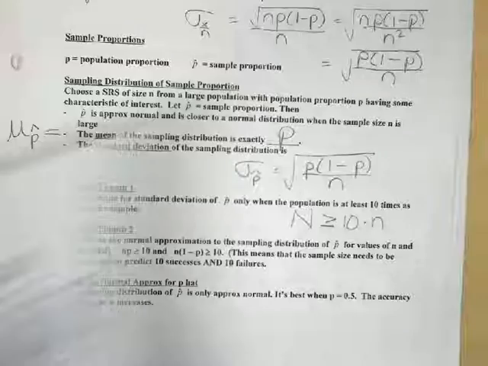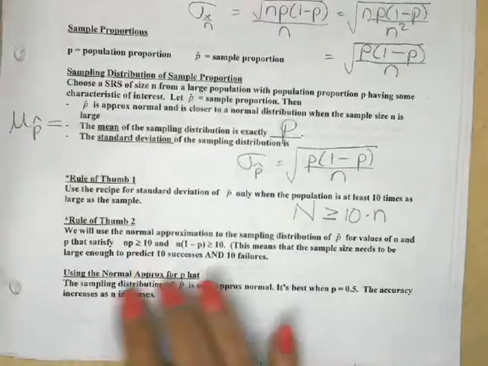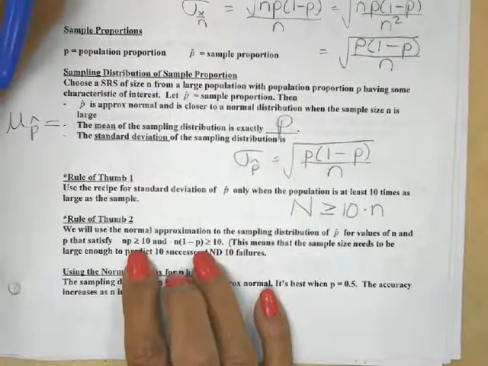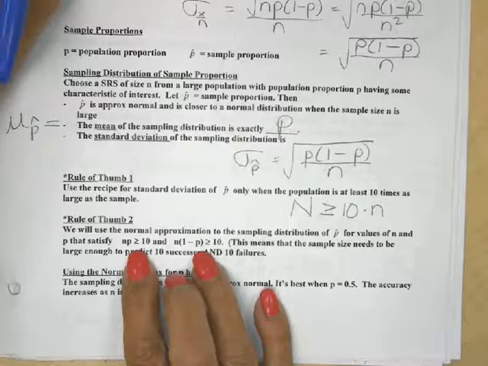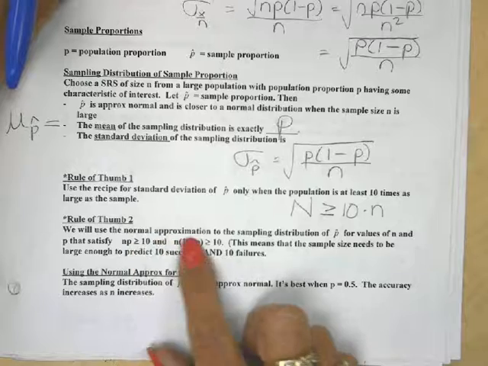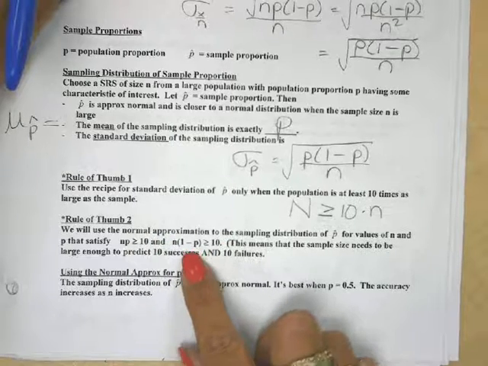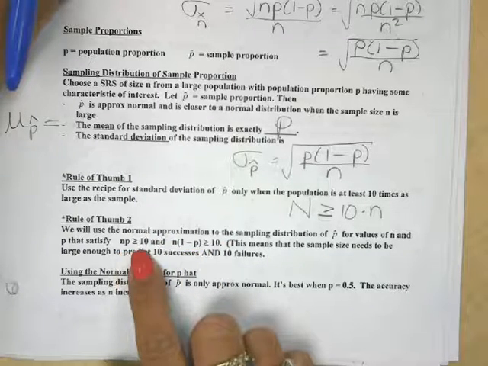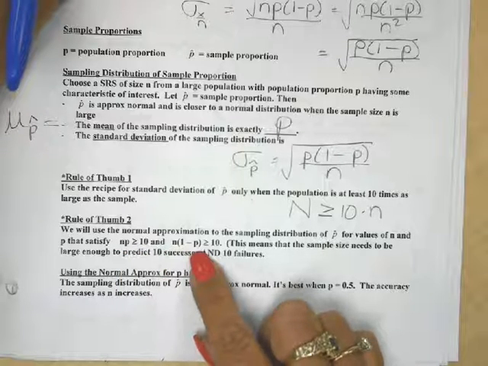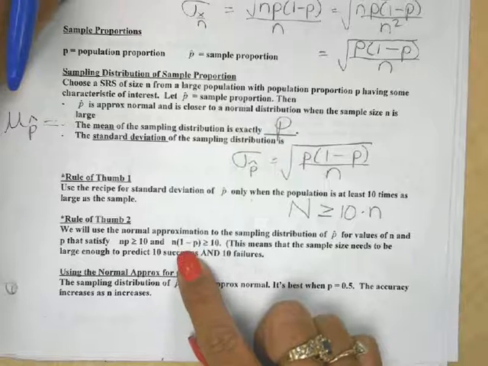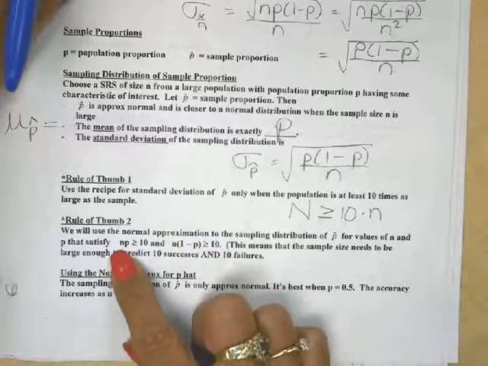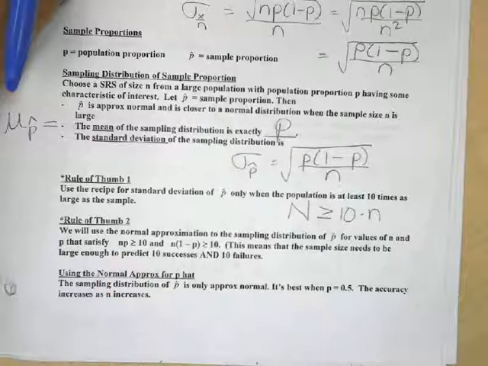And in fact, we're going to use the same rule to determine whether a binomial distribution is approximately normal as we do for a sampling distribution of proportions. So we will use normal approximations when our n times p, which is the number of successes that we expect, and n times 1 minus p, which is the number of failures that we expect to have in our sampling, are at least 10. So as long as both of these are at least 10, our distribution will be approximately normal.